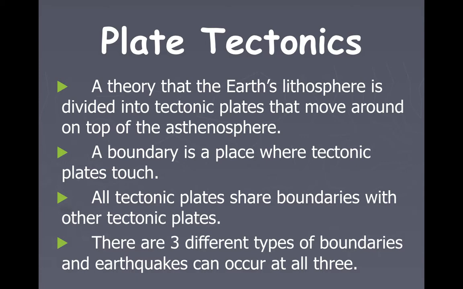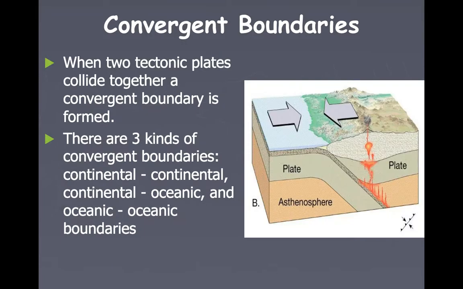A boundary is a place where tectonic plates touch. All tectonic plates share boundaries with other tectonic plates. There are three different types of boundaries, and earthquakes can occur at all three. So the first one is convergent boundaries. This is when two tectonic plates collide together. When two tectonic plates collide together, a convergent boundary is formed.